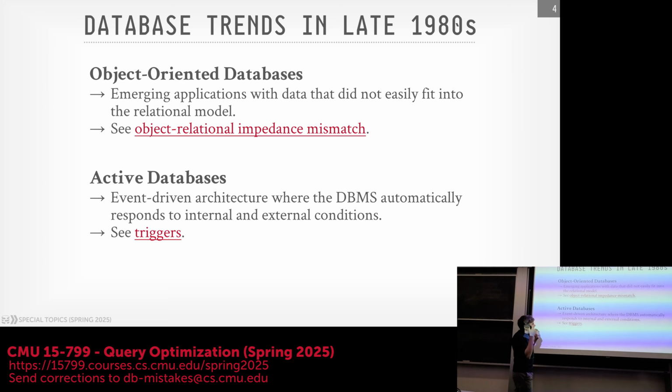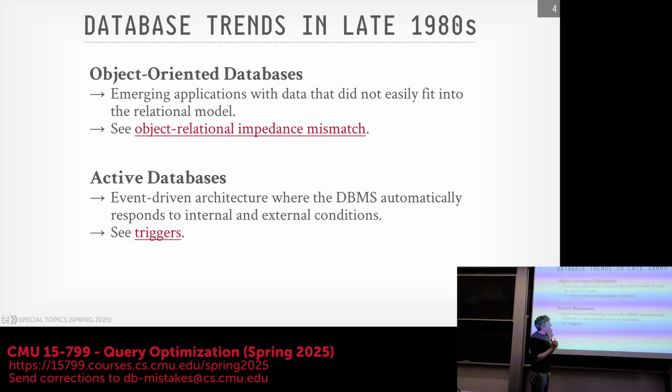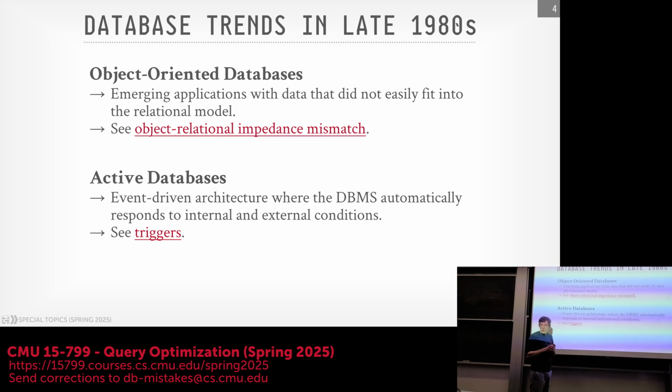So there were a bunch of database systems built at this time, and part of it was because there were new applications coming along that didn't look like the traditional business applications of relational databases from the late 1970s, early 1980s, or even the 1970s entirely, right? Things weren't always in a tabular form.